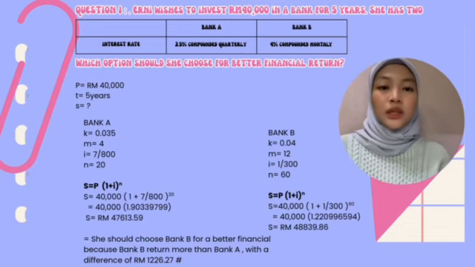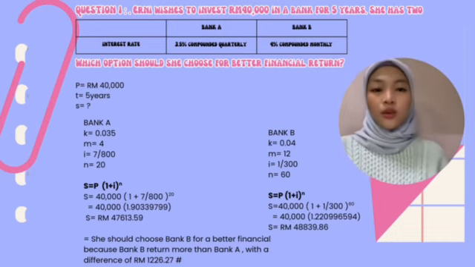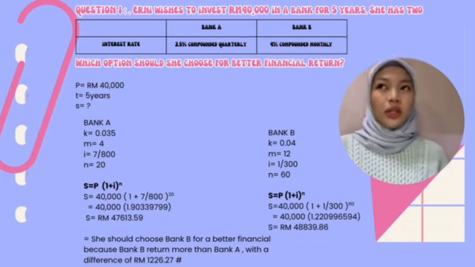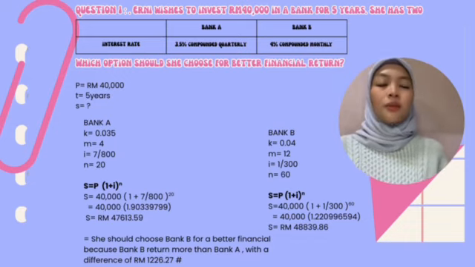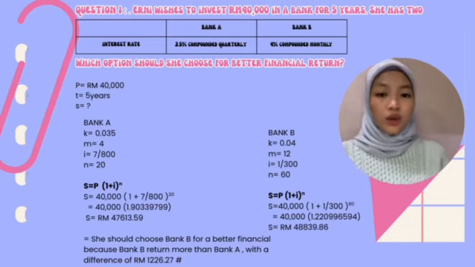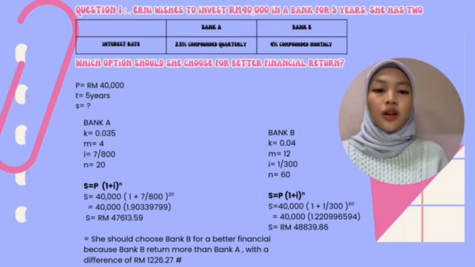Bank B offers 4% interest compounded monthly. So we have k equals 0.04, which is the annual interest rate in decimal. m equals 12, because monthly means 12 times a year. The periodic interest rate i is 1 over 300, which is equal to 0.00333. The number of compounding periods n is 60, which is 5 years times 12.